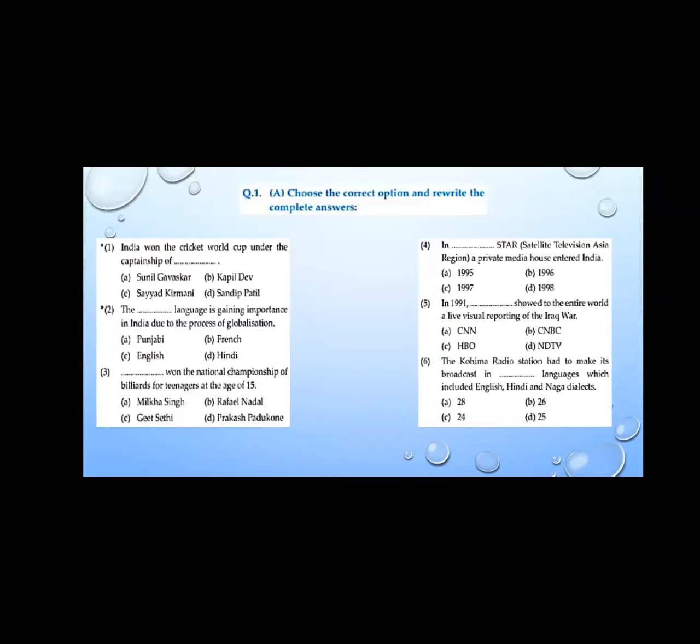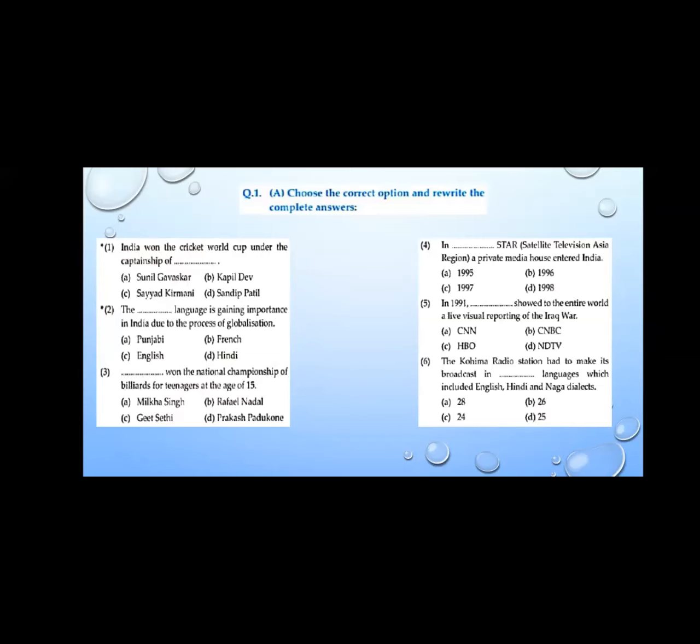In 1991, dash showed the entire world a live visual reporting of the Iraq war. So which news channel was it? The options are A, CNN; B, CNBC; C, HBO; or D, NDTV. So the correct answer is CNN, option A.